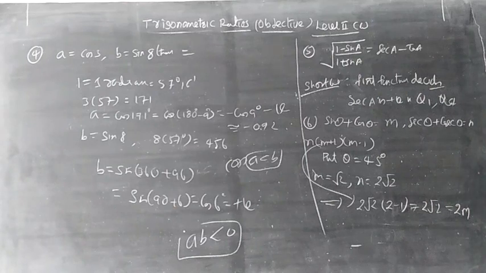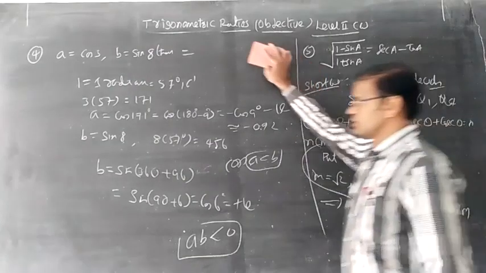Without using the shortcut also we can do it, by writing 1 by sin, 1 by cos and substituting and squaring. But the shortcut is somewhat better.